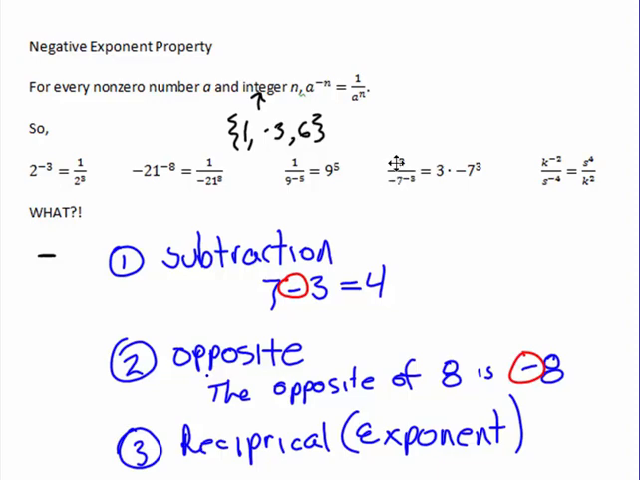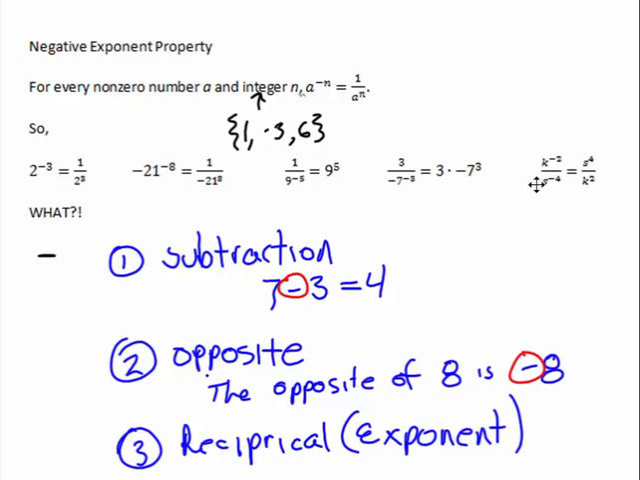Now, I want the reciprocal of 1 over -7. Notice I did not say 3 over -7 because the 3 is not taken to the -3rd power. The 3 is on its own. Only the -7 is taken to the -3rd power. So only the -7 is going to flip. Alright, last one. I want the reciprocal of k. Well, that's 1 over k. And I want the reciprocal of s. Well, that's s over 1.